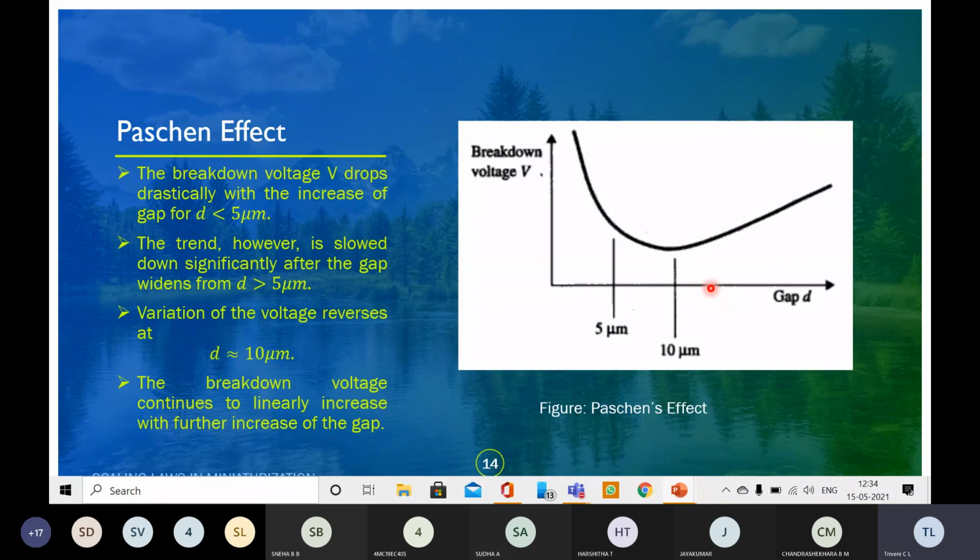So at the start, if you go on increasing this gap, then the breakdown voltage will reduce. But at one point, at 10 micrometer, it slowly widens. If you increase the gap more, then automatically there will be a linear increase in the voltage itself. You can see this in this figure. Understood all of them, the Paschen effect?